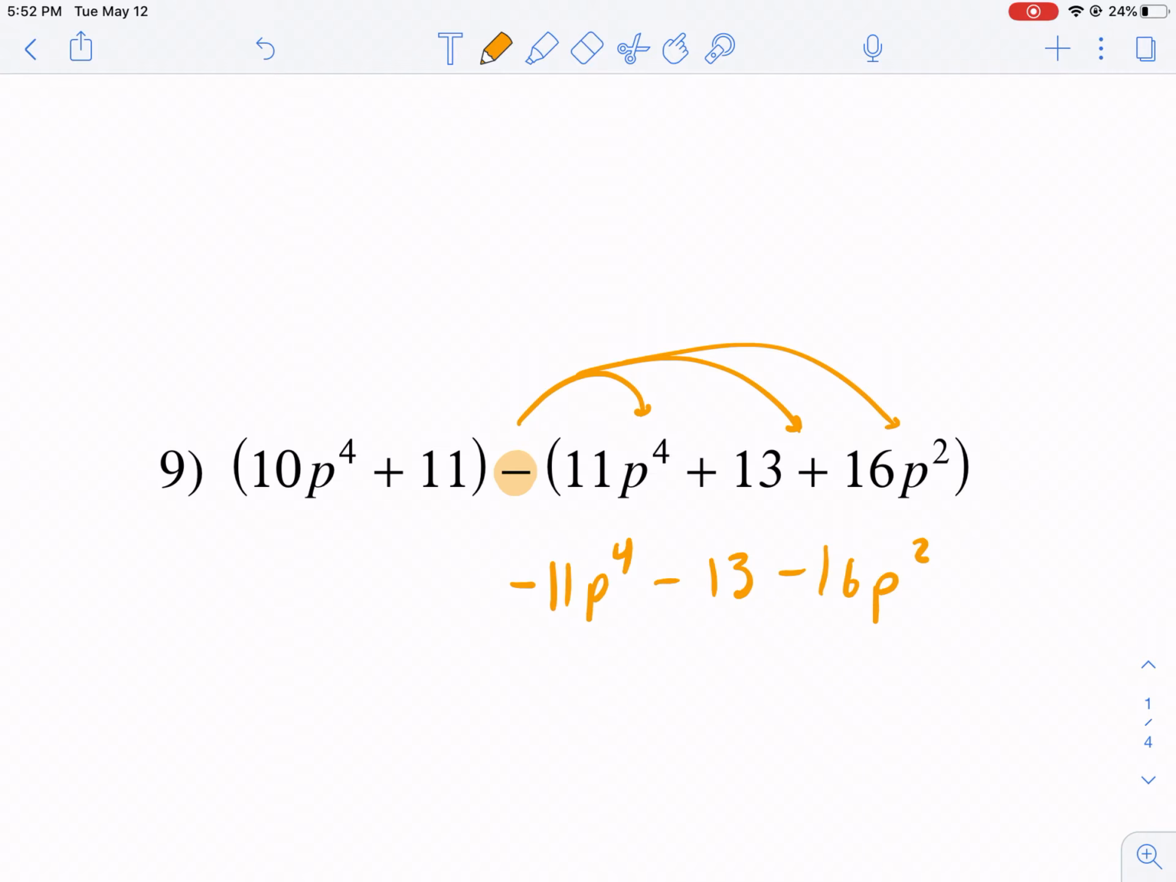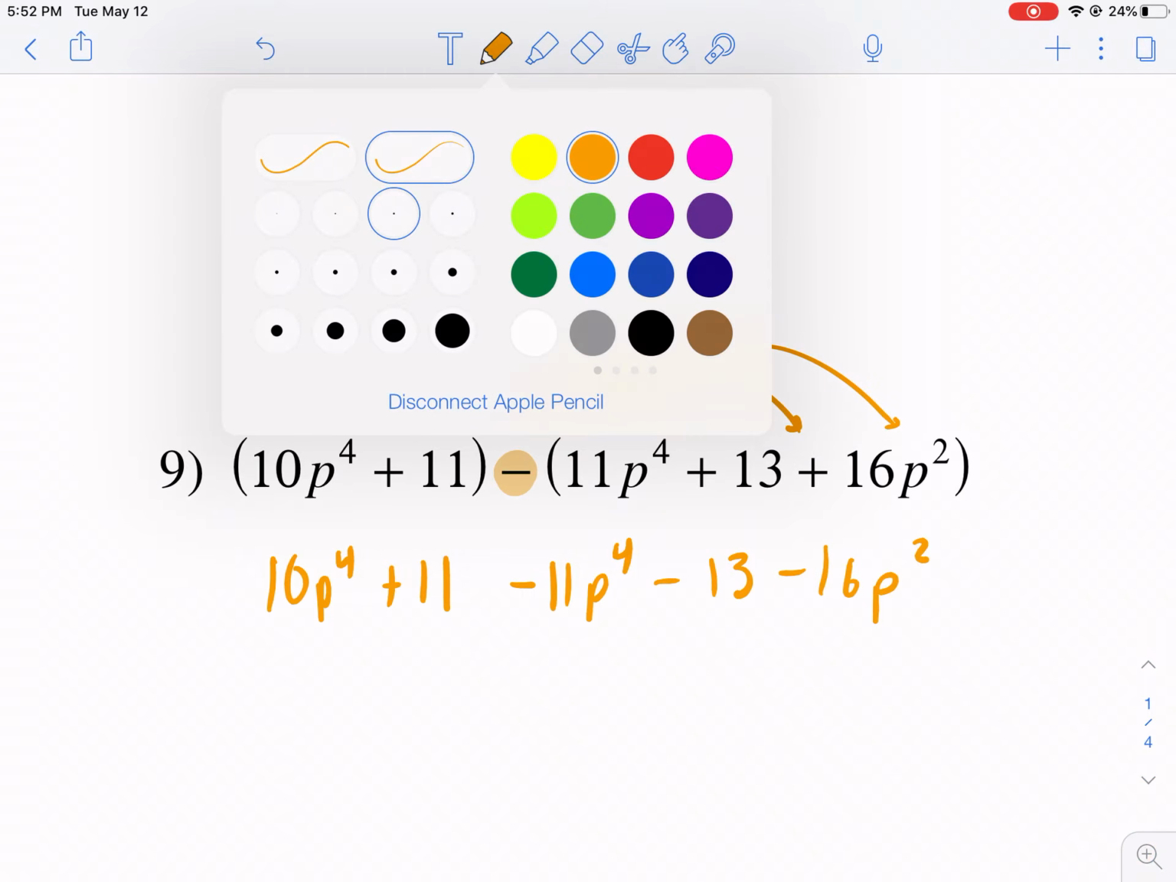And we did that. 11p to the 4th was positive, became negative. 13 became negative. 16p squared became negative. So we just copy this down. There's nothing in front of the parentheses, and we're ready to go.